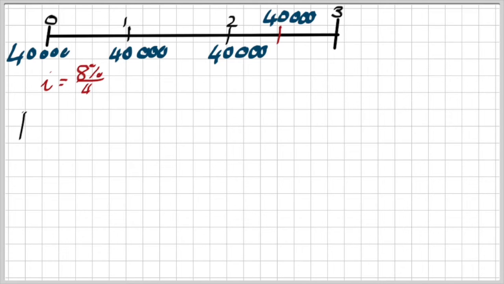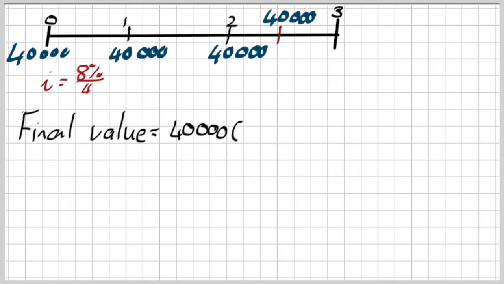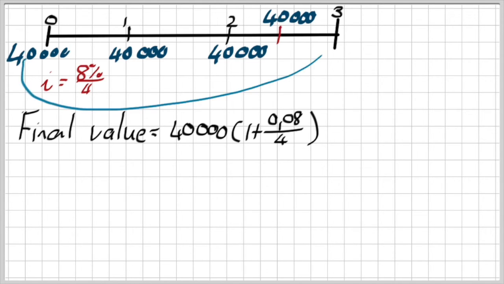So first of all, I'm going to take the initial 40,000 Rand and I'm going to add interest, but for how many quarters? Remember, it's compounded quarterly. So if I go from 0 to 3, that is 12 quarters, because there's 4 quarters in 1 year. So in 3 years, there's 12 quarters.